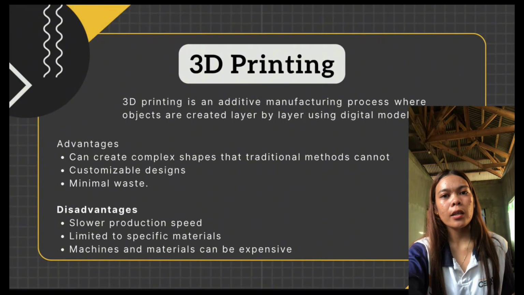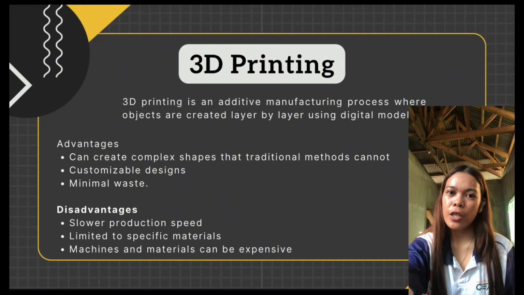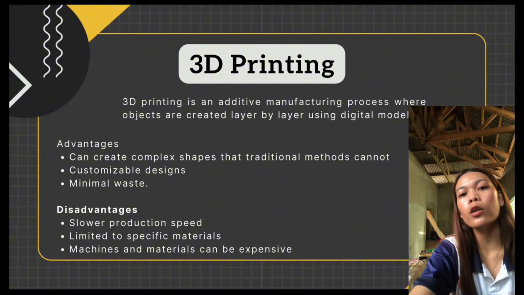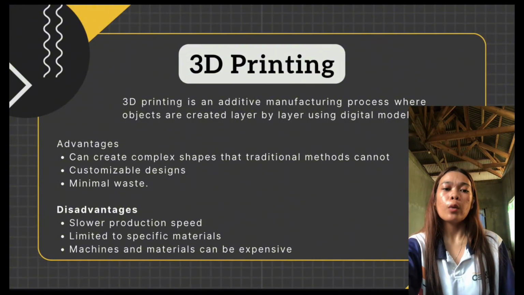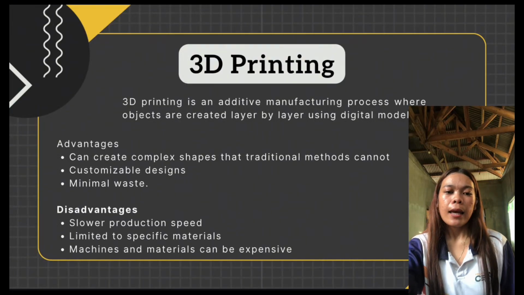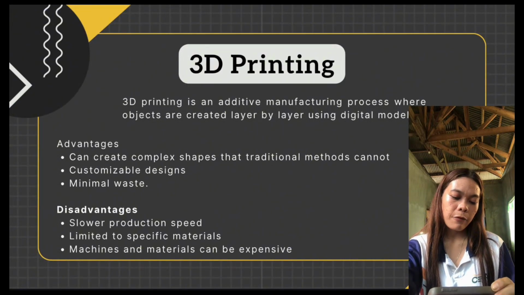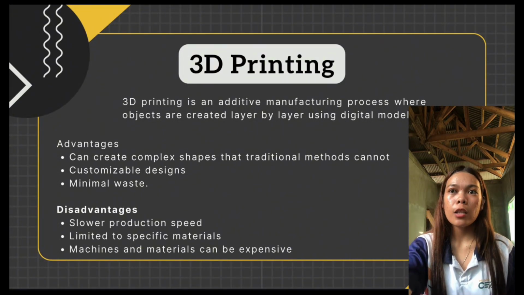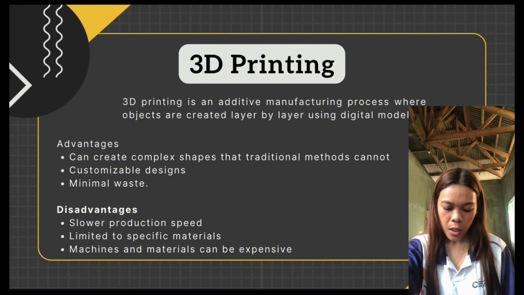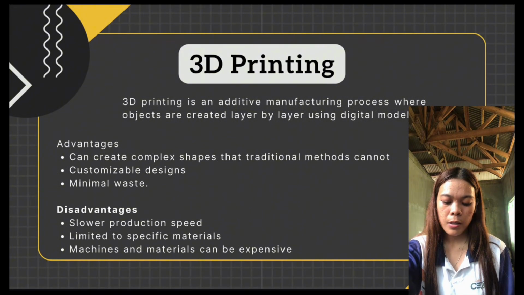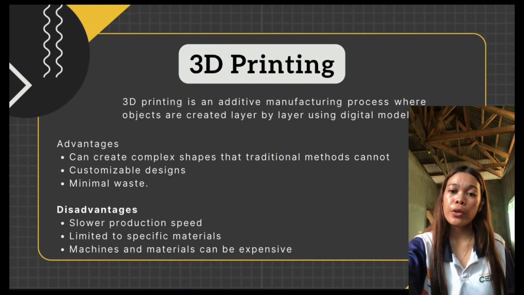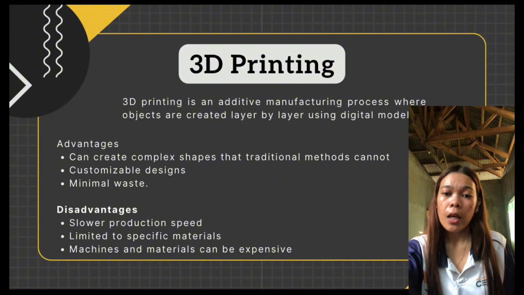And since there are advantages, of course there are disadvantages. The first disadvantage is slower production speed, which means it is great for one-off items, but it is very slow and expensive for mass production compared to molding or casting. And then limited to specific materials. It has a limited selection of materials compared to traditional manufacturing. And the last one is that machines and materials can be expensive. Parts may also be less strong or durable than those made with injection molding or machining.